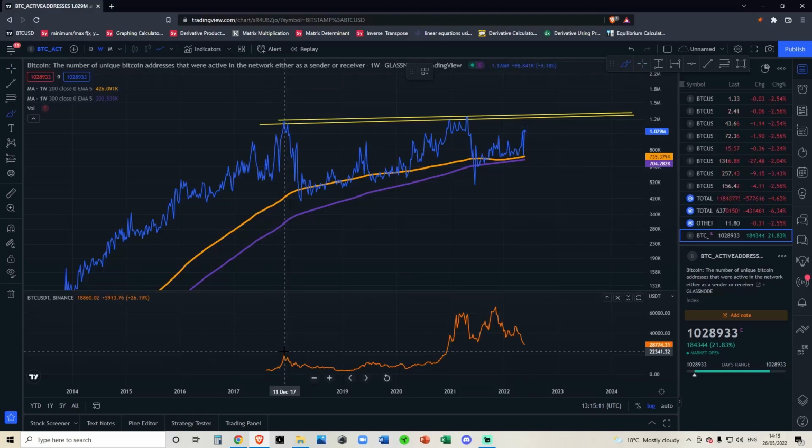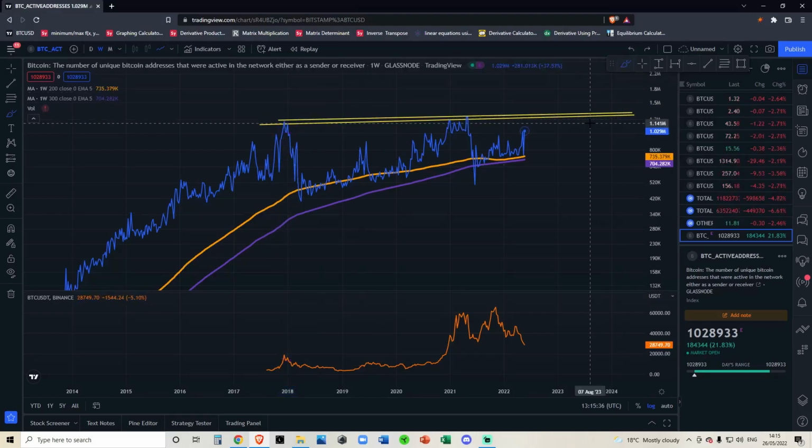So the first top we had on this chart was back here in December of 2017. This happened on the 11th of December. It might have been a few days to the left or the right. I'm looking at this on the weekly time frame to make it easier, but you can see this happened on the 11th, and the exact top on the Bitcoin active addresses was also here on the 11th.